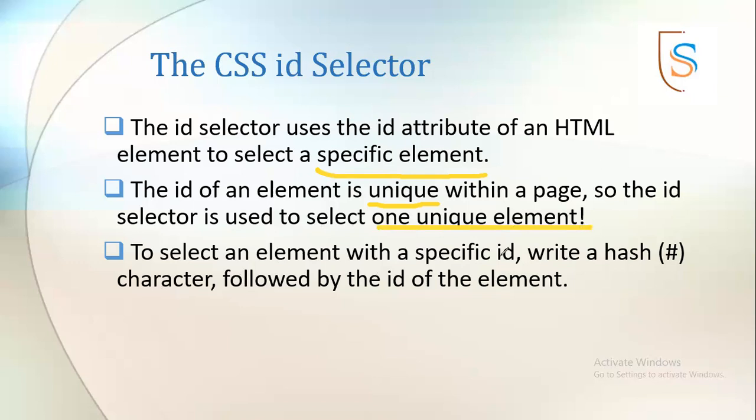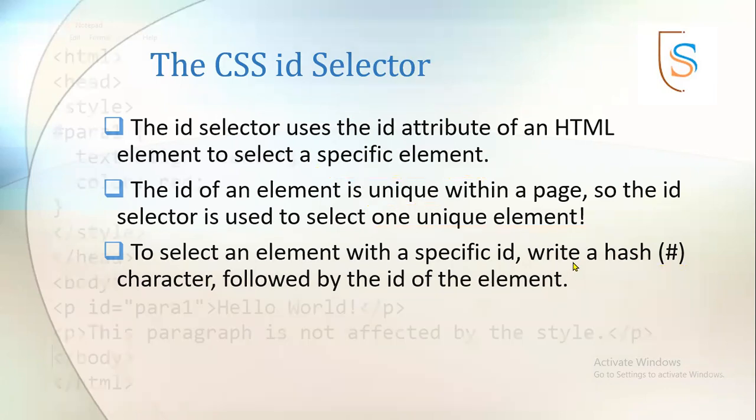To select an element with a specific ID, write a hash symbol or hash character followed by the ID of the element. One more thing you need to keep in mind is that you cannot start an ID name with a numeric value. Always start the ID name with an alphabet. After the alphabet or after the words, you can add numeric values at the end of the ID, but you cannot start an ID with a numeric value. I hope it is clear. Now we will see an example. Okay, let's see the example.